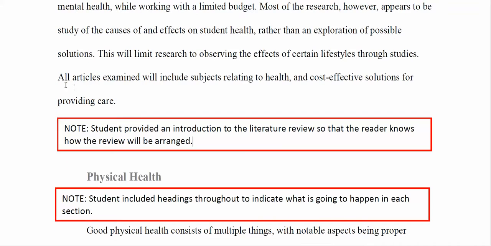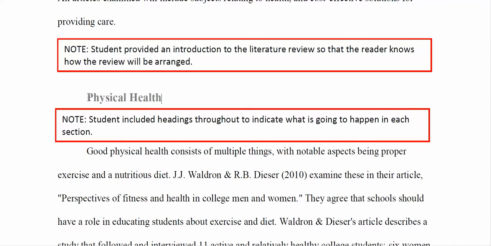But she's telling us all articles examined will include subjects relating to health and cost-effective solutions for providing care. So she kind of tells us how she's going to organize this. Now here's her first heading, physical health. Okay? The headings sort of tell us how you have organized your findings. So all of her sources that have to do with physical health, she dealt with under this heading.